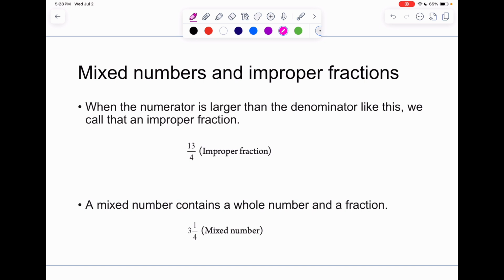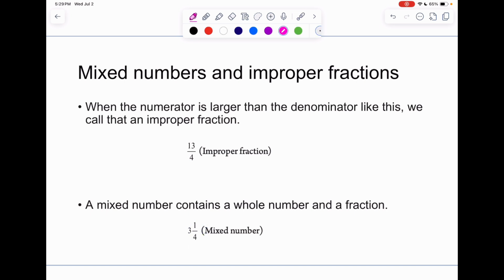Mixed numbers and improper fractions. When the numerator is larger than the denominator, when the top is bigger than the bottom, that's an improper fraction. There's nothing really improper about it, it's just that the top is bigger than the bottom. A mixed number has a whole number with a fraction part.